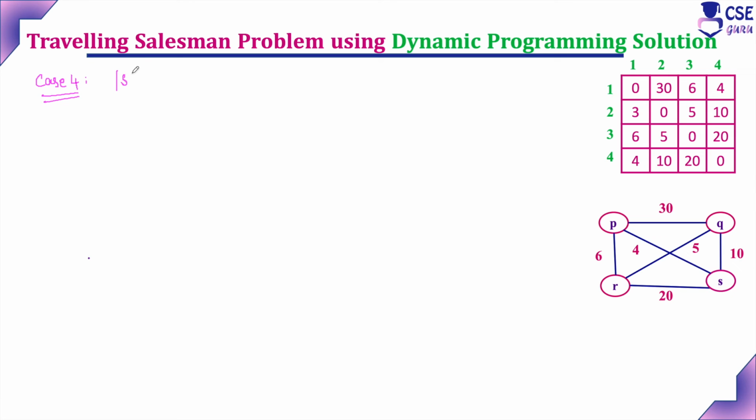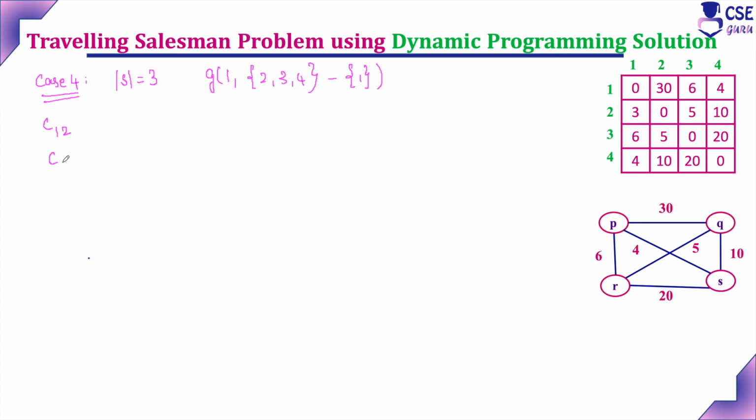Next, if we are considering case 4, here we need to consider modulus S equal to 3. That is, there are 3 cities to be visited. From the source city, we need to visit 3 cities. So the function is G of 1, comma 2, 3, 4. The starting city is 1. He has to visit 2, 3 and 4, and here he has to subtract the first city. And we need to come back to the first city also.